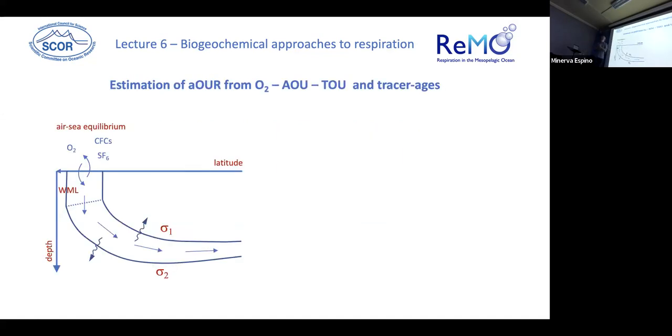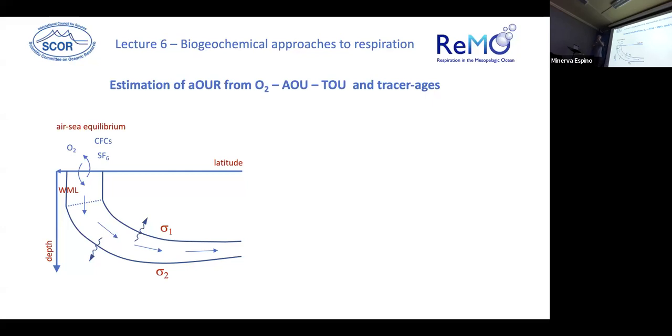Estimation of oxygen utilization rates from apparent oxygen utilization combined with tracer ages. It is winter, we are in a temperate or subpolar area, then the water becomes colder, and we have a winter mixed layer, then this water mass is denser, sinks, and starts to flow in the ocean. No? This is what this represents. And so we are going to focus on this piece of water, this water which is in between density sigma 1 and sigma 2. For example, between 26.1 and 26.3 density.